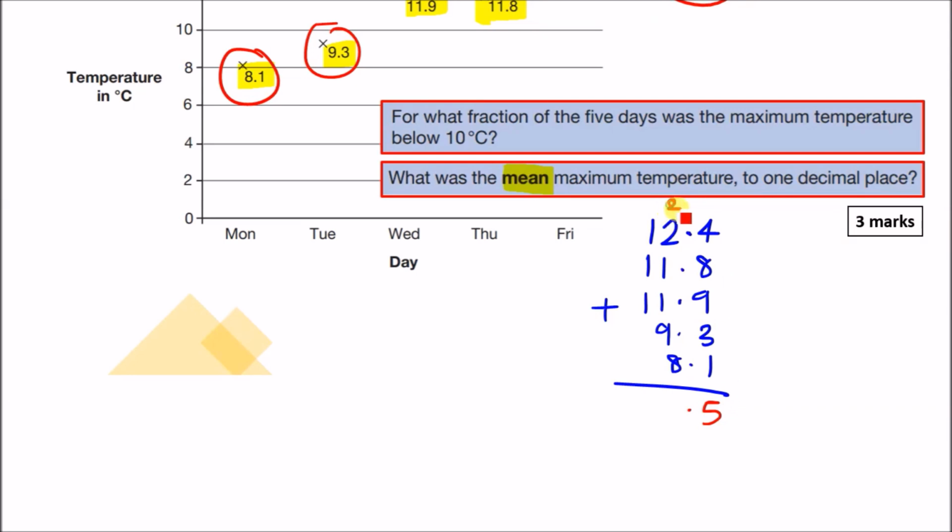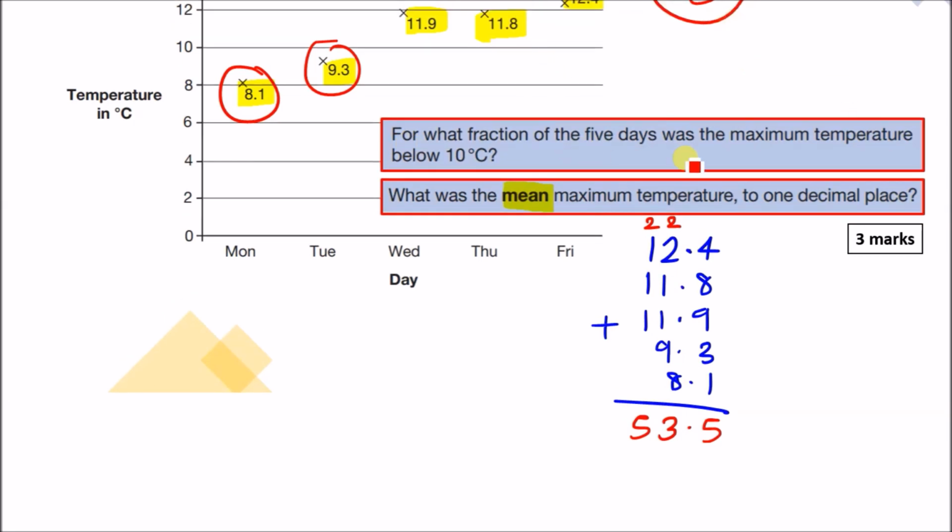5 carry the 2, and let's do this one. 2 plus 2 is 4, add 1 is 5, 6, and 6 plus 9 is 15. 15 add 8 is 23. So 3, carry the 2. And again, the last set of numbers. 2 plus 1 is 3, 4, 5. So it's 53.5 in total.